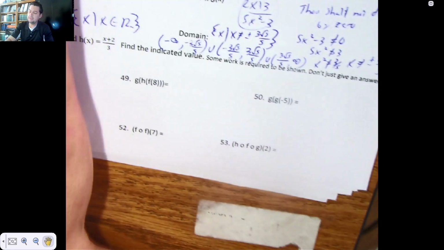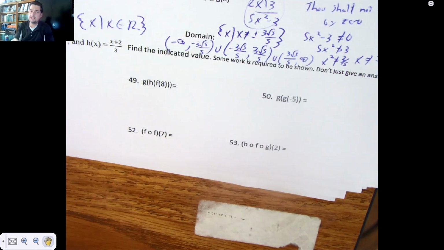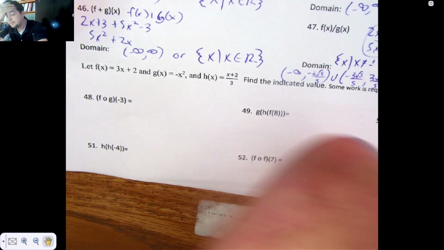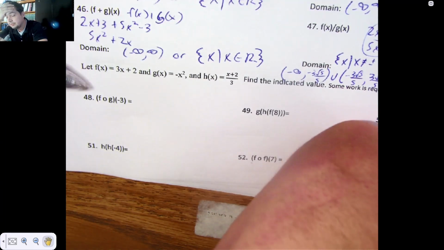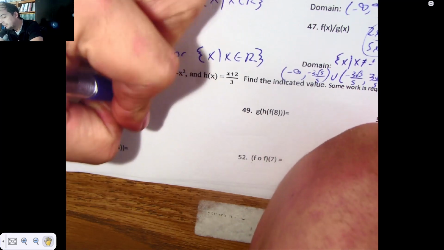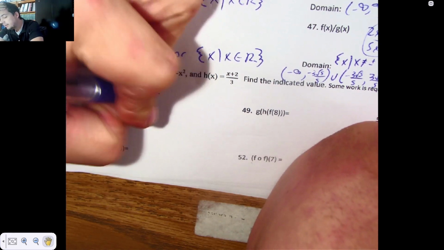All right. So we have 3 functions given, f of x, g of x, and h of x, and you're asked to find some things. You got f of g of negative 3, which is something you've been doing in your basics quizzes. This isn't new. Did it last year. This is literally f of g of negative 3.